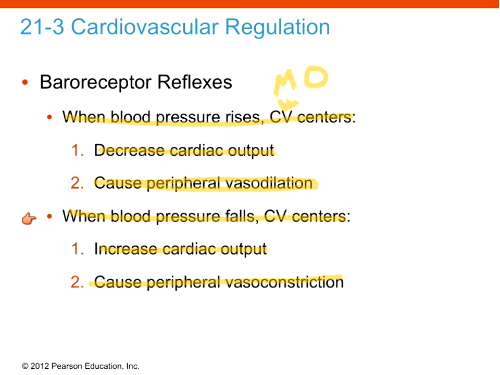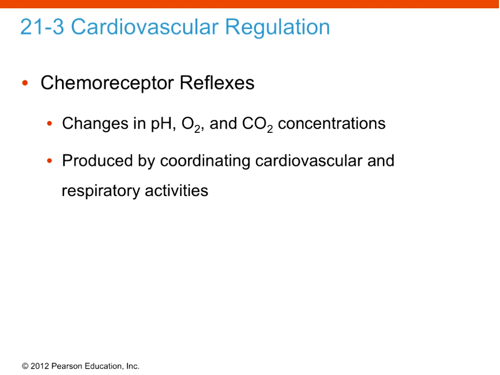pressure that blood is going to be able to exert on the walls of those blood vessels, so that can reduce blood pressure. When the blood pressure falls, those cardiovascular centers in the medulla oblongata can increase cardiac output. So we can increase the heart rate or the stroke volume, and we're also going to constrict those blood vessels so that the pressure being exerted on them is greater, because the pathway through which the blood has to go is smaller because of the constriction of those blood vessels.